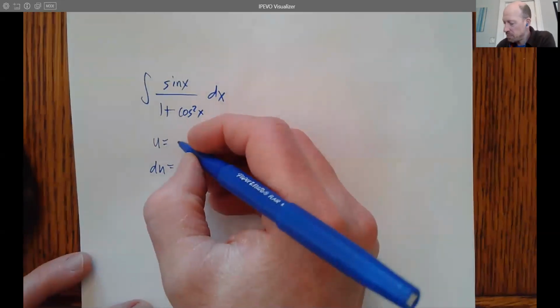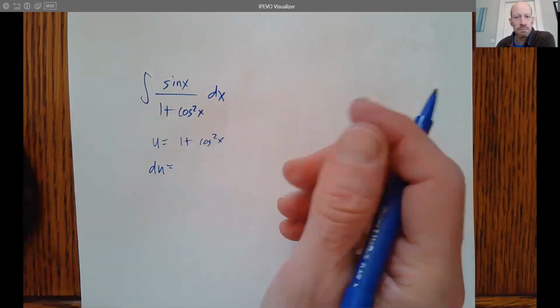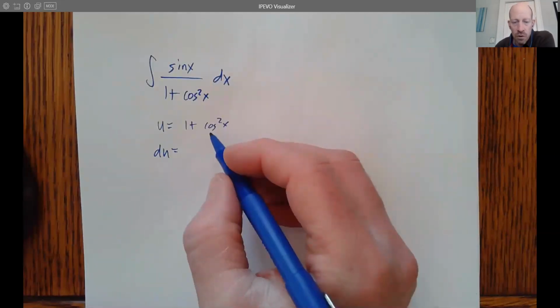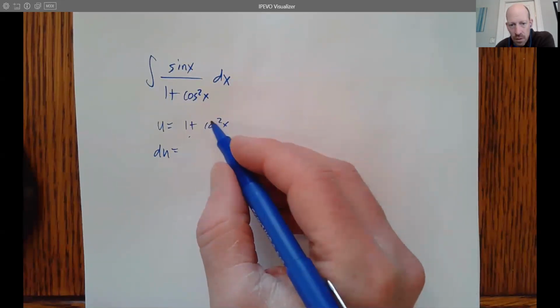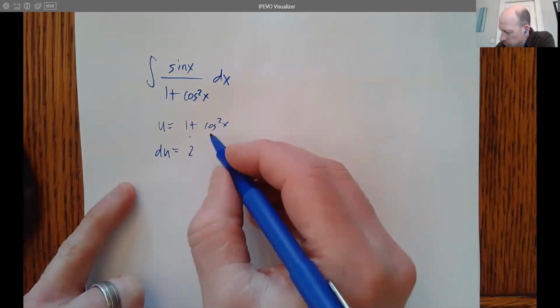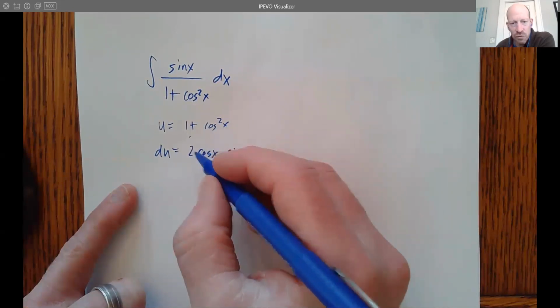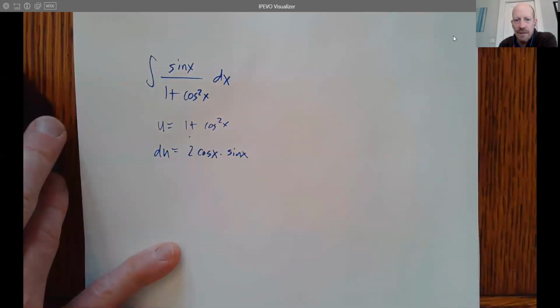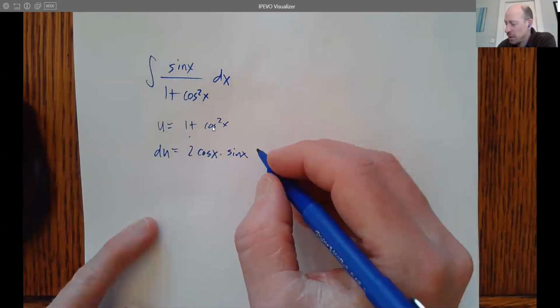So for instance, you may pick u to be 1 plus cosine squared. It's not an unreasonable choice by any means. It's in the problem. So if I pick that for my u, and then I take du, you've got to take the proper du, right? Remember, it's a chain rule. So 2 cosine x times sine x. And at this point, you might all of a sudden start to think, maybe this isn't working out quite right?